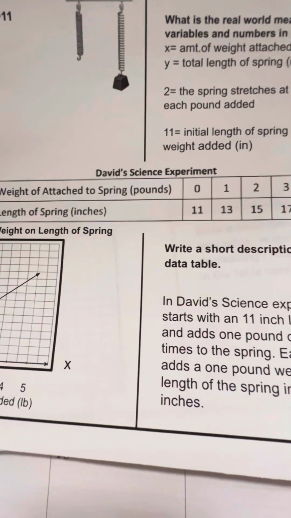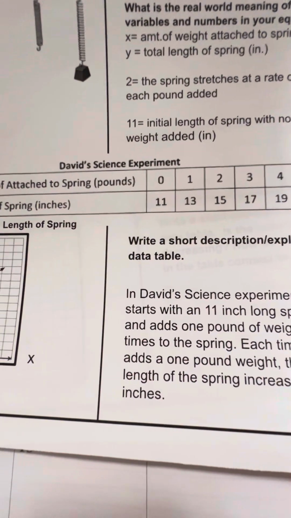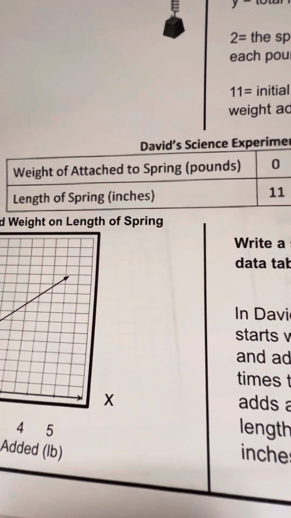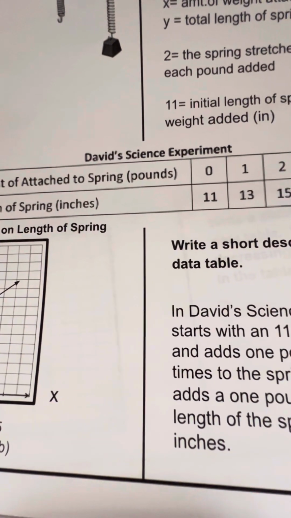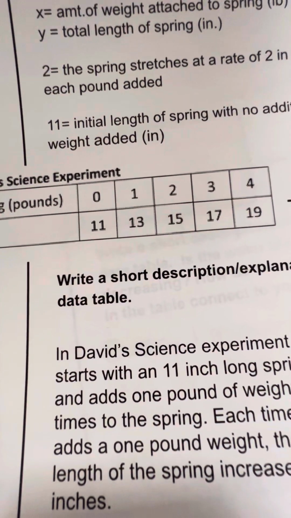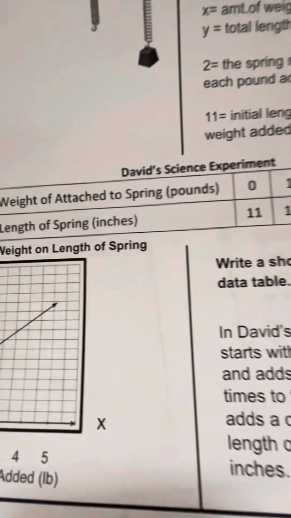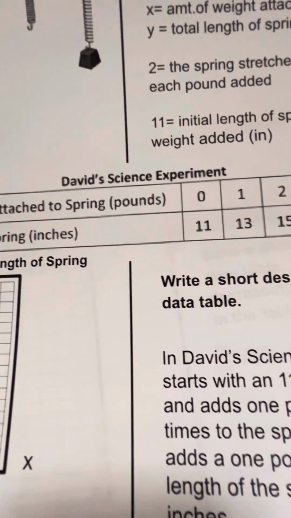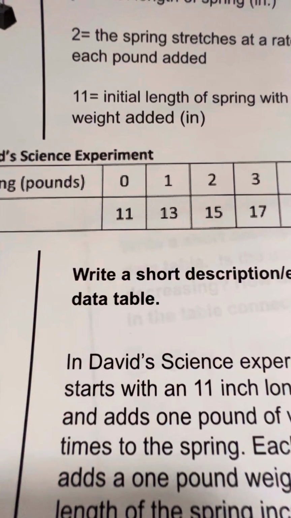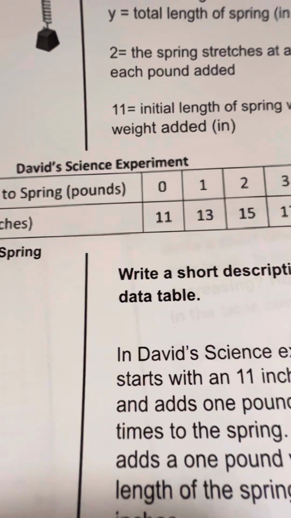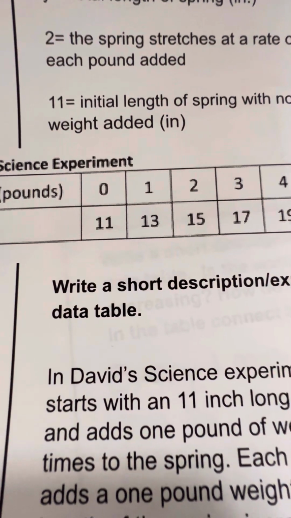All right, I'm doing more real-world problems of linear equations style. So we have David's experiment, and we're given this information here that there's a weight attached to a spring in pounds. And you can see there's 0 pounds, 1 pound, 2 pounds, 3 pounds, and 4 pounds. And we're asked to see what the length of the spring is when we measure it in inches. So we can see that with nothing hanging off of it, no weight on it, it's 11 inches. 1 pound, there's 13 inches.